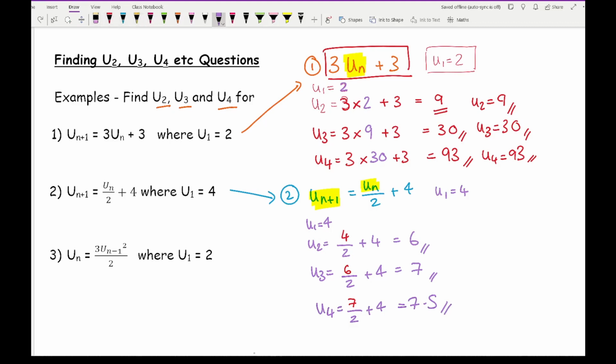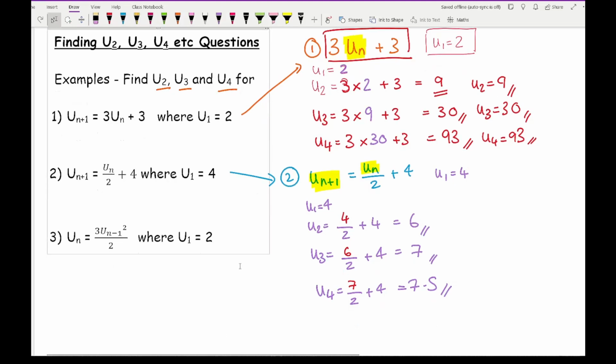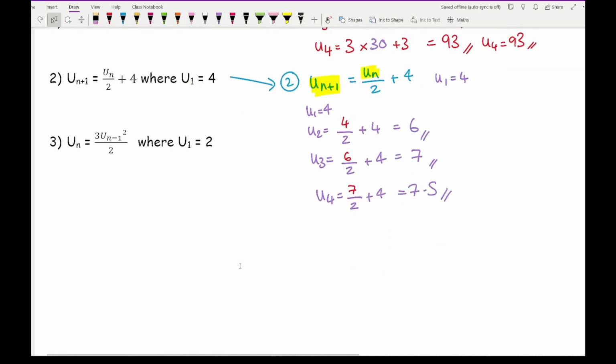Now with regards to the next one, let me just zoom down a little bit. So for this one here, I've got un equals 3 times u(n-1) squared over 2. Now u(n-1) is the previous term and un is the next term. So here we're starting off with u1 equals 2. Because I'm squaring the previous value, I'm just going to put that in brackets. So here u1 equals 2.